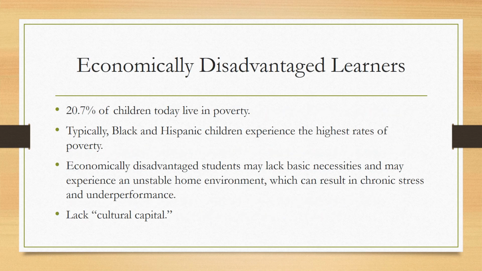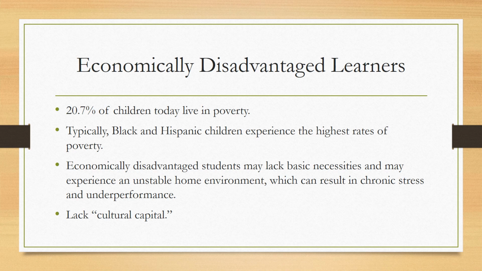A third category of underrepresented students consists of the economically disadvantaged learners, children in poverty. Approximately 20.7% of children today in the United States live in poverty. That's 1 out of 5 children living below the poverty line. Typically, Black and Hispanic children experience the highest rates of poverty. And so why is that problematic for identification?